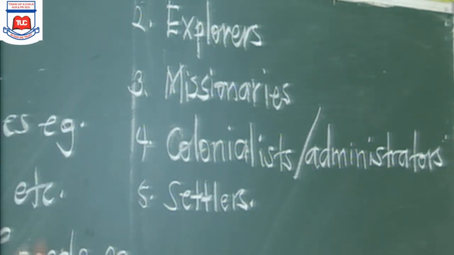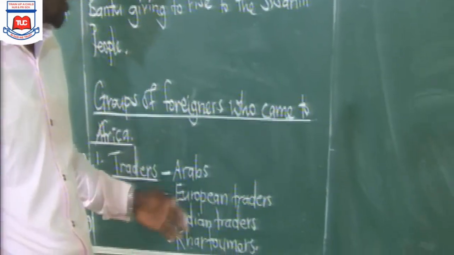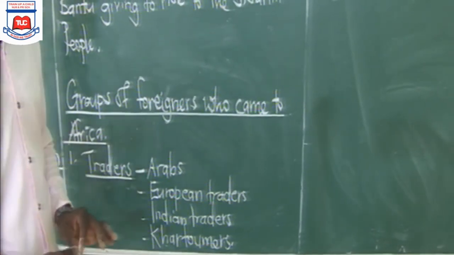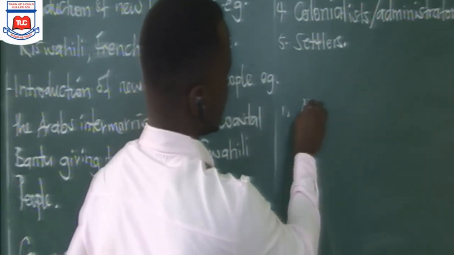So these are the groups of foreigners that came to Africa. Now, having looked at that, like I say, time will come when we shall be looking at them one by one. And for now, we want to discuss something on the first group, that is traders. Now, in this group, like we have said, we have the Arabs, the European traders, the Indian traders, and the Katumas. We are going to start from the first one, that is the Arab traders.